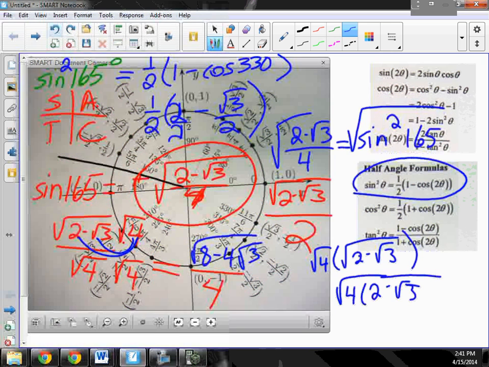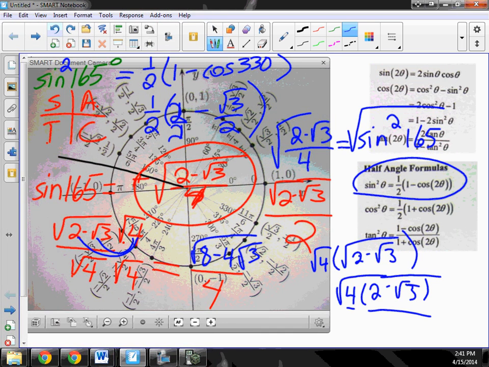Right? Well, this is two multiplication problems. Does the square root of 4 cancel? It turns into a 2, right? Square root of 4 is 2. Then I can put that 2 inside the others.